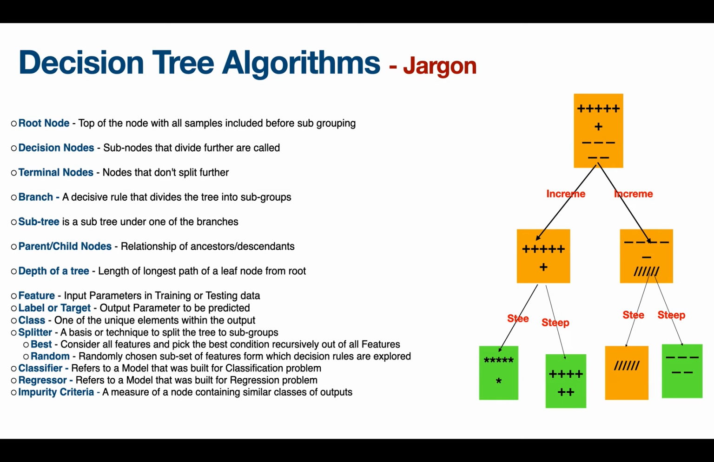And finally, there is something called impurity criteria. So impurity criteria is a measure of the node containing similar classes of outputs, right? For example, if you see in this tree on the right, the terminal nodes are the purest because they have clearly one category, so we can take a final decision out of them, right? So they are the purest.